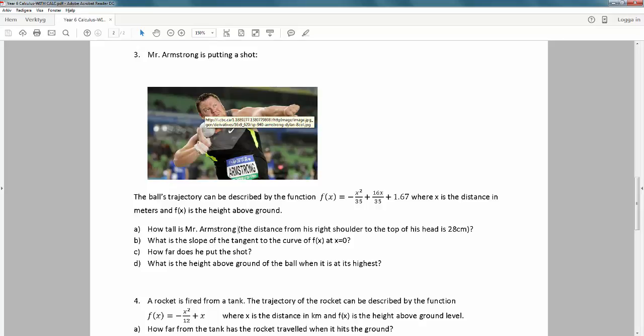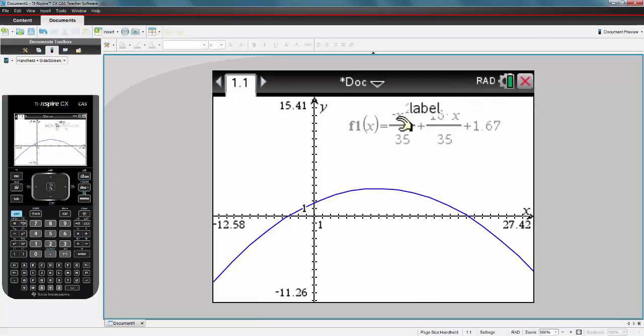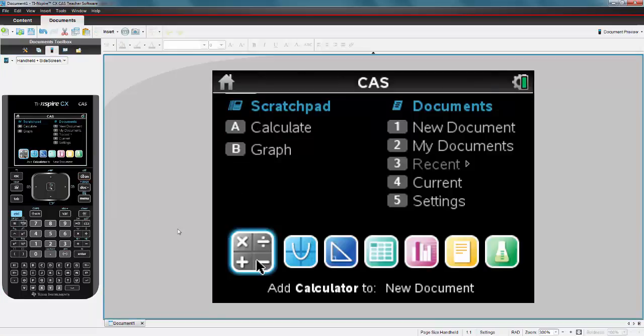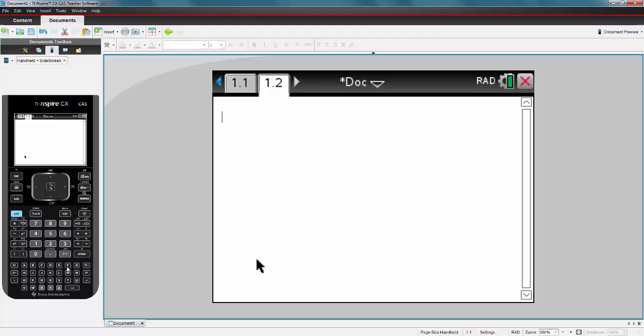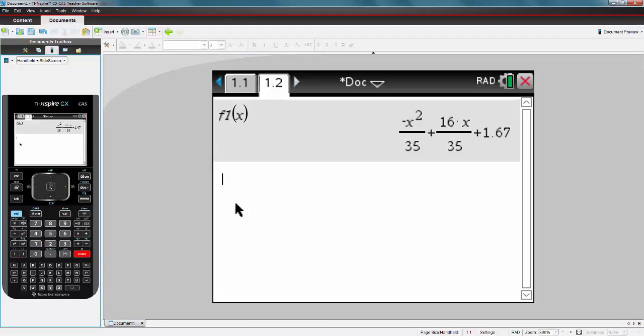Armstrong's body height. If we really want to be sure of the y-intercept, and we don't trust this method, we can open up a calculator page. As we know, when we define it in a graphs page, we can just enter f1 of x, and the function is already defined there. So f1 of 0, when x is 0, that's where we get the y-intercept, which is 1.67.